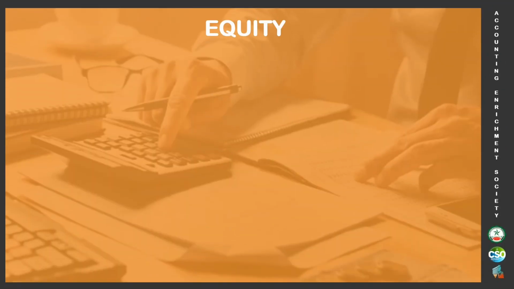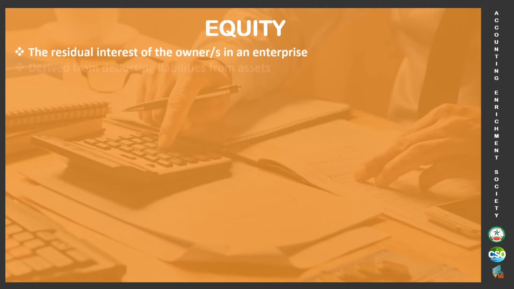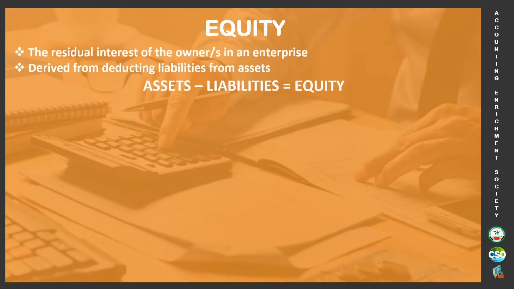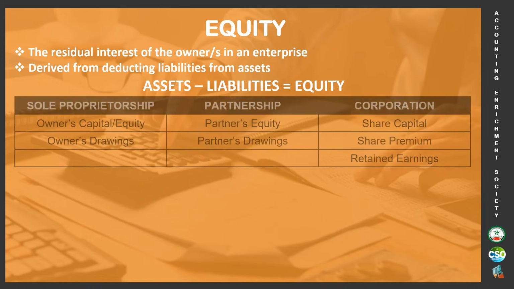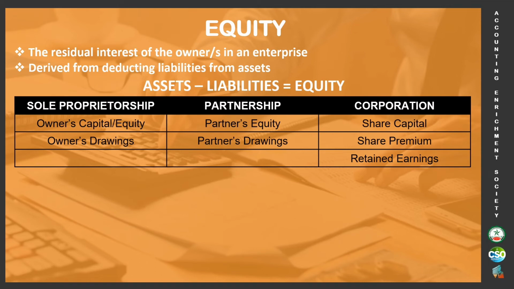At dahil tapos na tayo sa liabilities, punta naman tayo sa equity. So, what is equity nga ba? Ang kailangan nyo lang tandaan ay yung accounting equation. Equity is equal to assets less liabilities. So in short, ito yung residual interest ng owner sa enterprise. So for the equity or capital, it depends on what form of organization.